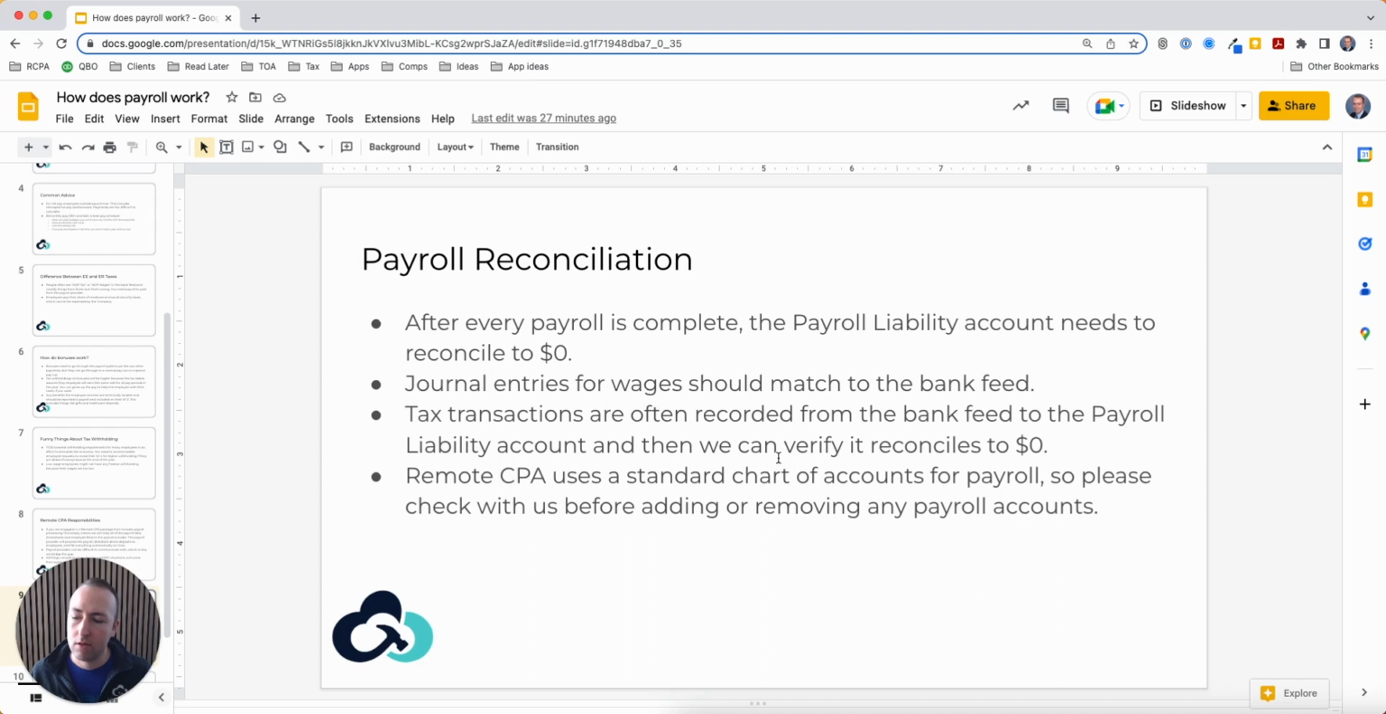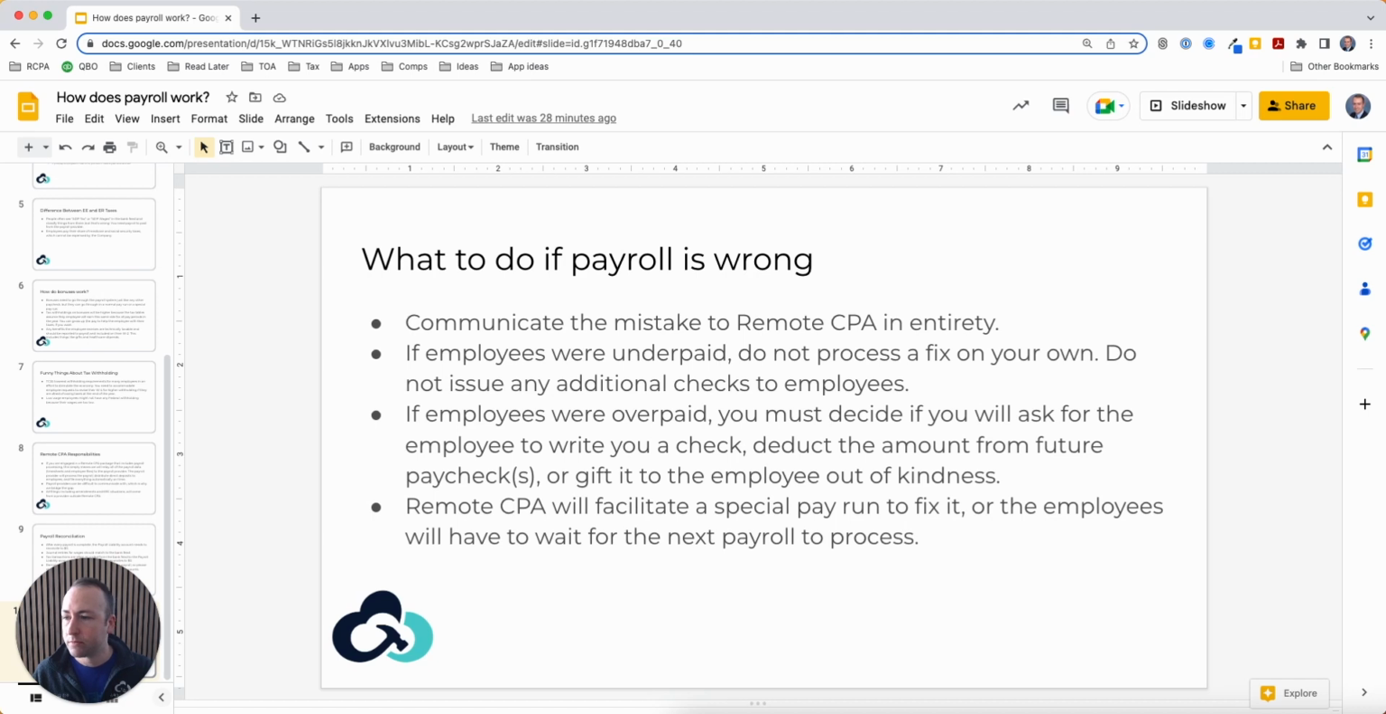And the other thing to note is that Remote CPA uses a standard chart of accounts for payroll across all of our clients. This is just to maintain consistency and make sure that we are compliant from all taxes, payroll taxes, and income taxes. So please consult with us before adding or removing or remapping any payroll accounts.